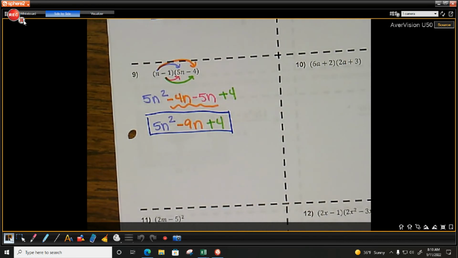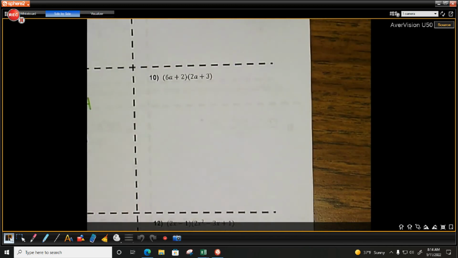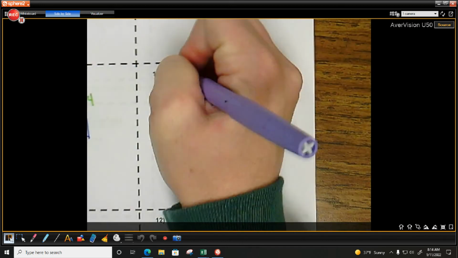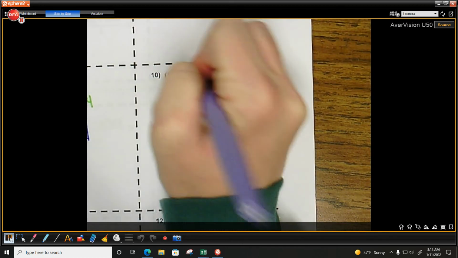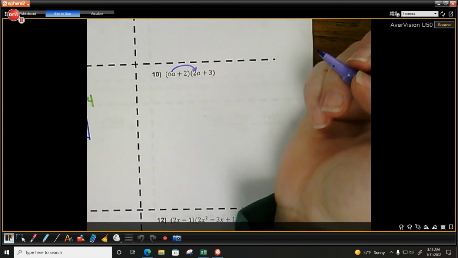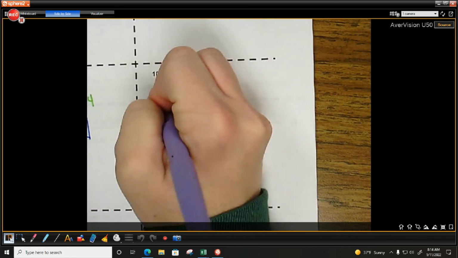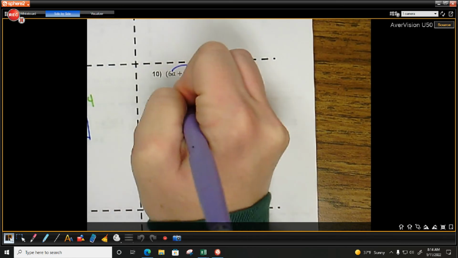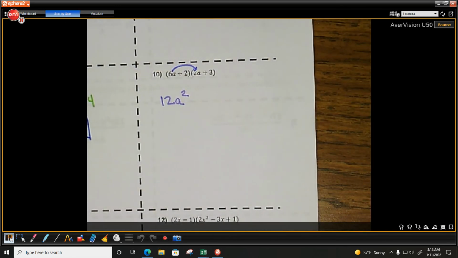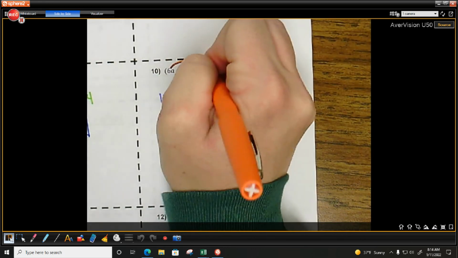Okay, guys, let's look. Walked around, I saw lots and lots of good stuff. I saw a couple of silly mistakes, but common silly mistakes. 6a times 2a is 12a squared, because a times a is a squared. When you multiply, exponents change. What's 6a times positive 3? And it's a positive, so plus 18a.